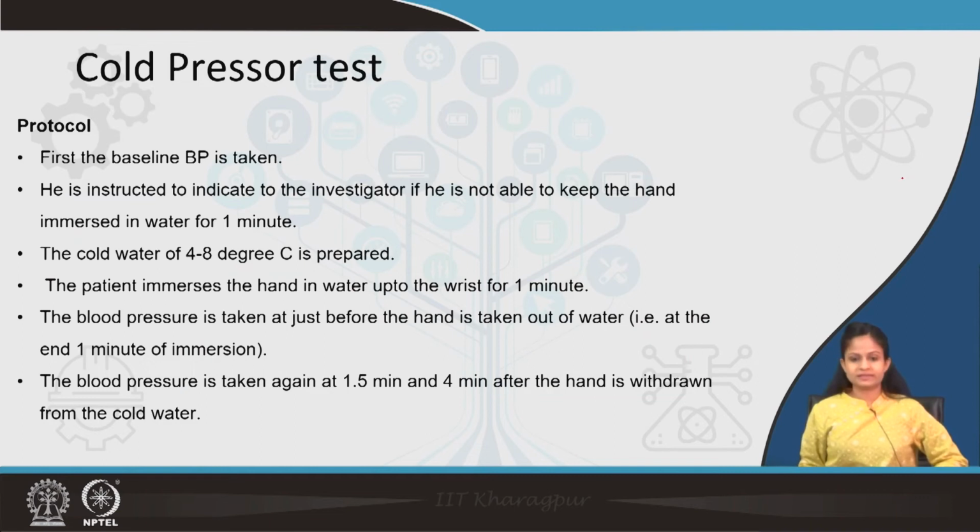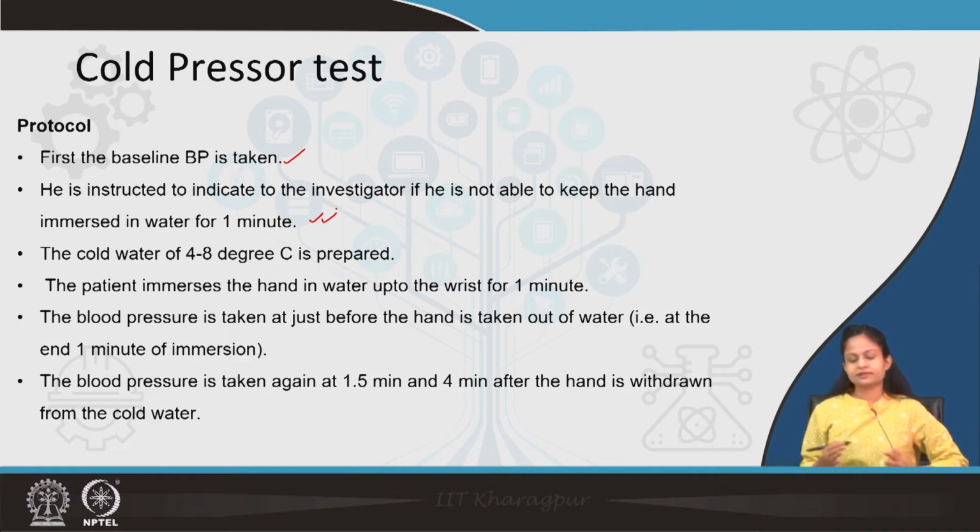Now, we come to the cold pressor test. In the cold pressor test, again the initial BP recording is taken. The subject is instructed that if he is not able to keep his hand in water for 1 minute, he should indicate that to the investigator. Now, hand in cold water means the temperature of the cold water should be between 4 to 8 degrees centigrade. In some articles in the literature, it is given that it should be kept at 4 degrees centigrade. In other literature, it is given that it should be kept at 10 degrees centigrade.